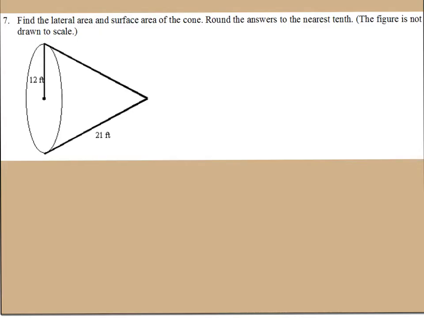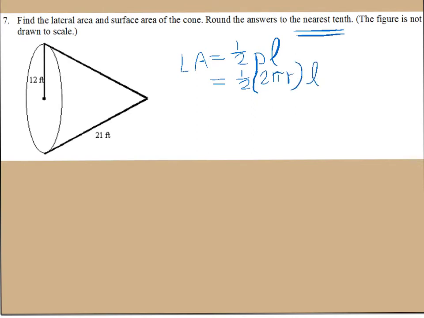Number 7 says find the lateral area and surface area of the cone. Round the answers to the nearest tenth. The figure is not drawn to scale. Alright, well for a cone, I know that lateral area is equal to 1/2 perimeter times slant height. Well, perimeter for a cone is the circumference. So it's 1/2 times circumference, which is 2 pi r, times slant height. And here, 1/2 times 2, that's really just 1. So my lateral area is really just pi r l.